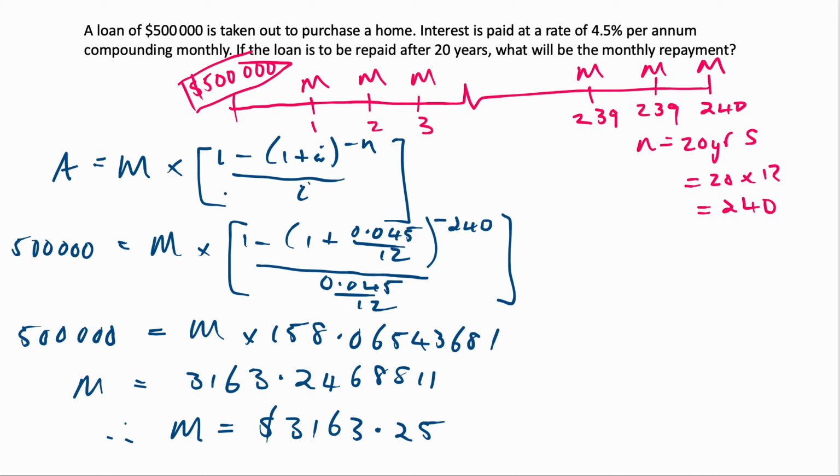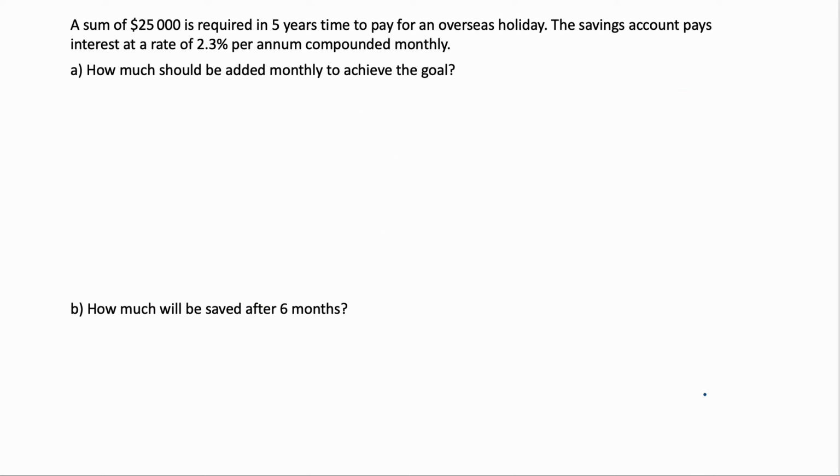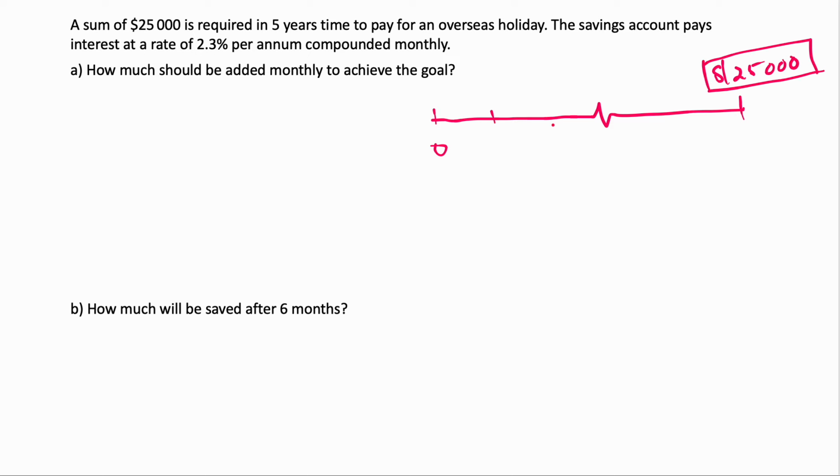Okay, let's have a look at another example. So this time we've got a situation where we want to save up $25,000. We're going to make a regular payment into an account that's paying interest at 2.3% per annum. So if we do the timeline again, we've got nothing at the start. We want to have 25,000 at the end. That's what we're saving up for.